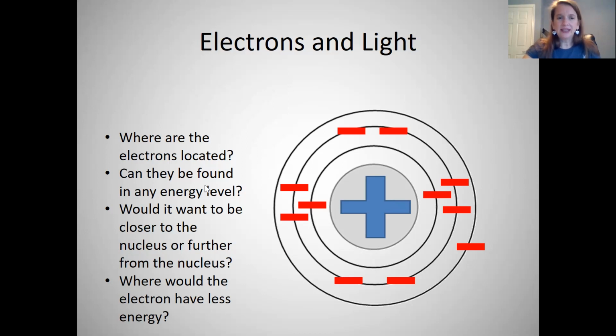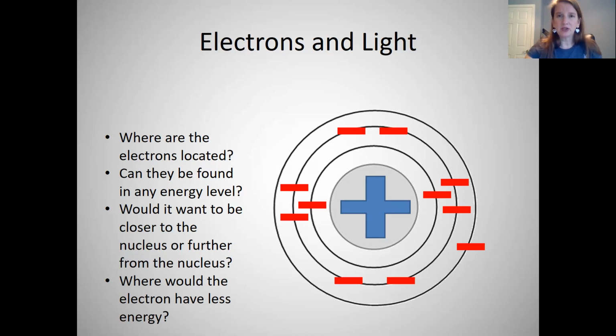So can electrons be found in any energy level? Yes, they can. It depends on how many electrons you have, on which energy levels they're going to be found in, and then it also corresponds to how much energy these electrons have. So let's think about this. Do the electrons want to be closer to the nucleus or further from the nucleus?